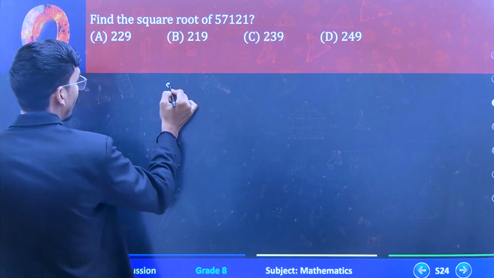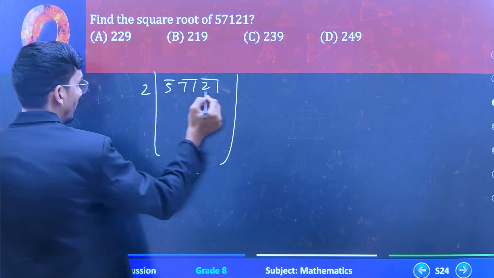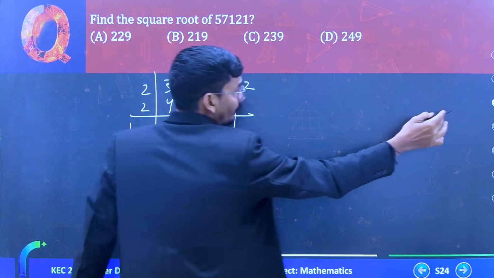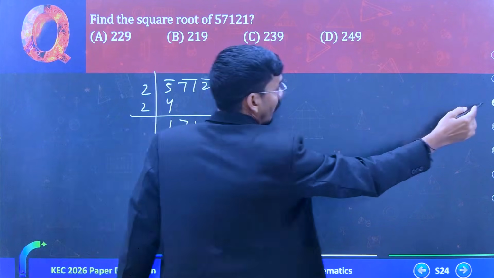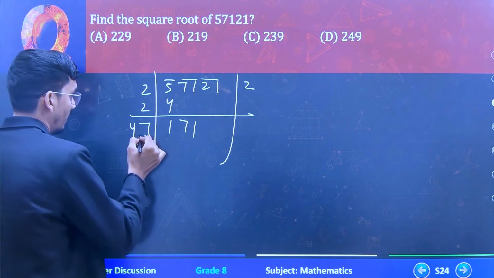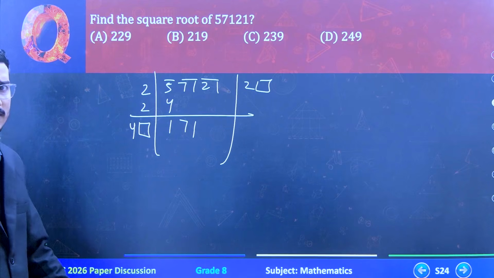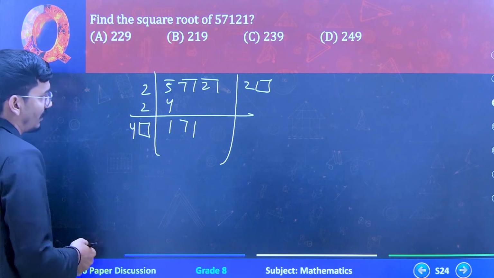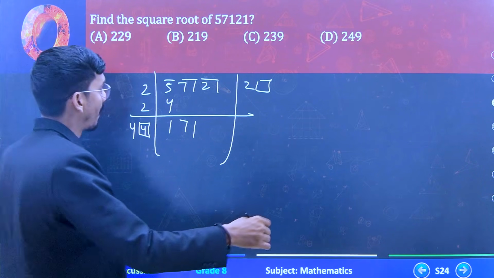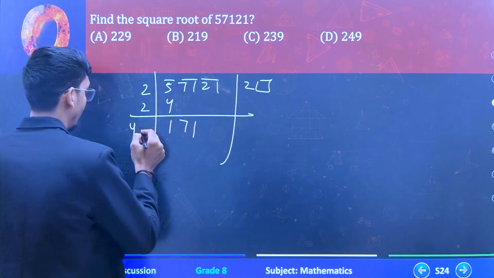How will we find it? So 57121, make pairs. Now 2, 2 2s are 4, 171, 170. Now which number, when multiplied with this quantity, will give less than 171? It's about 3 or 4. 4 4s are 16, so let's take 4. No, it will be 3. So we will take 3. That is 3 into 3.